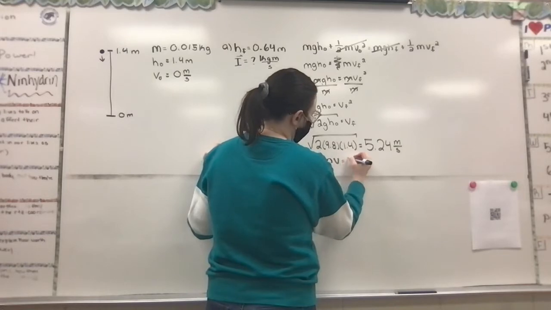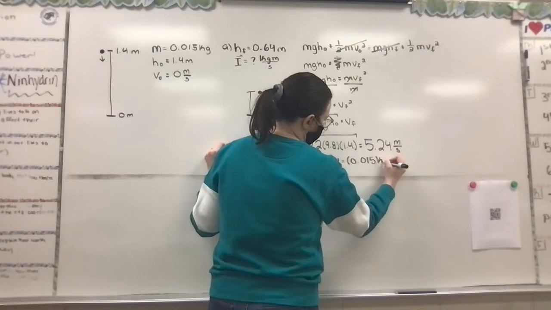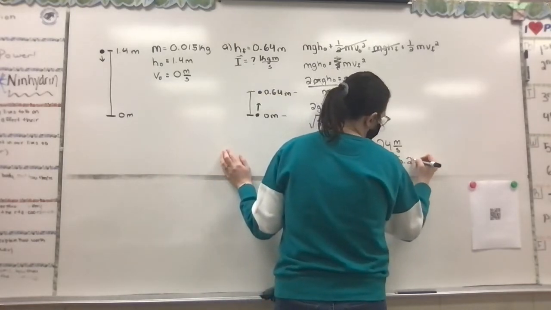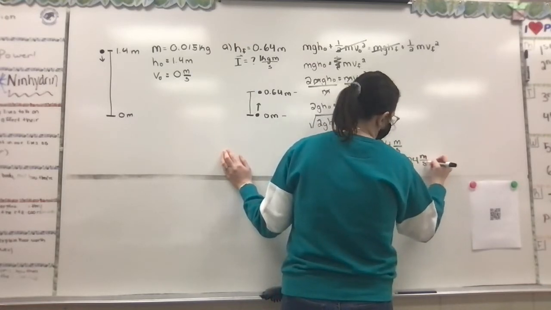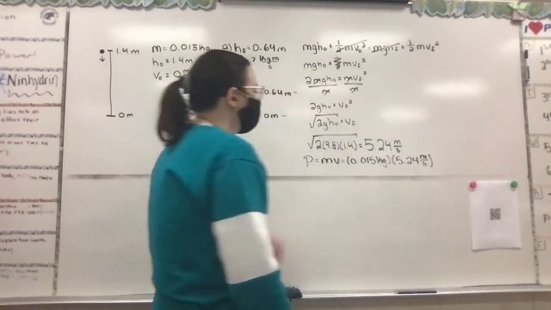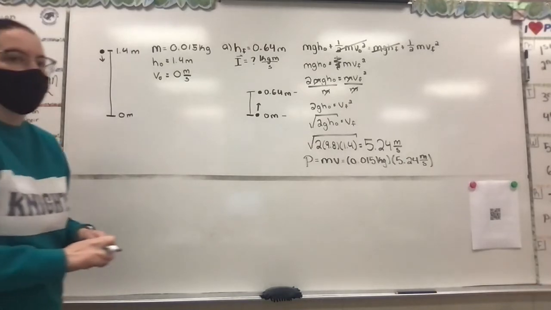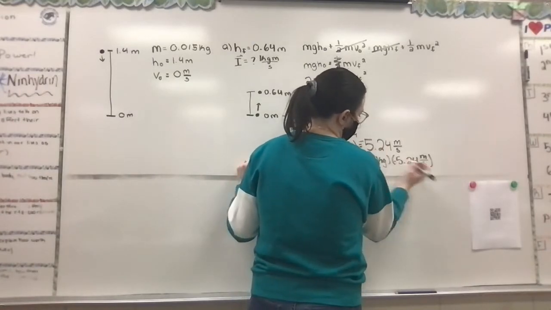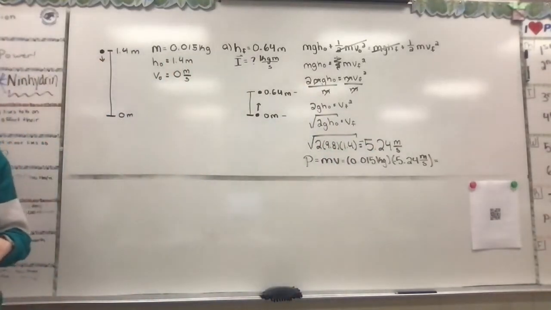Mass times velocity. Okay, what's our mass? 0.015 kilograms, right? And our velocity down here at the bottom, as it's hitting the ground, is 5.24 meters per second. Now, question though, you guys, is that 5.24 meters per second, should it be positive or negative? Negative, right? Because it was going down. So who can tell me what our momentum is right before we hit the ground?